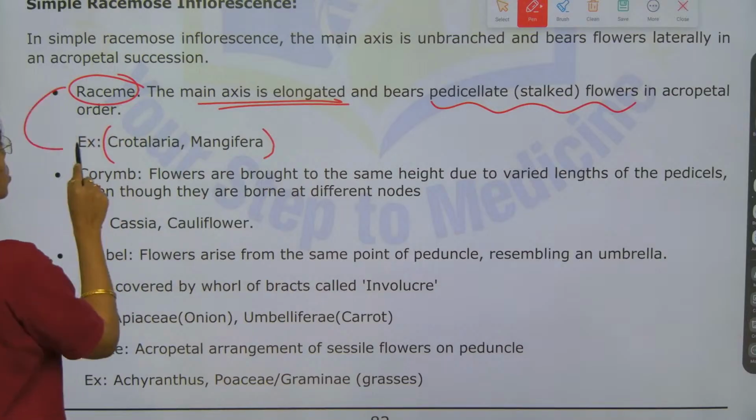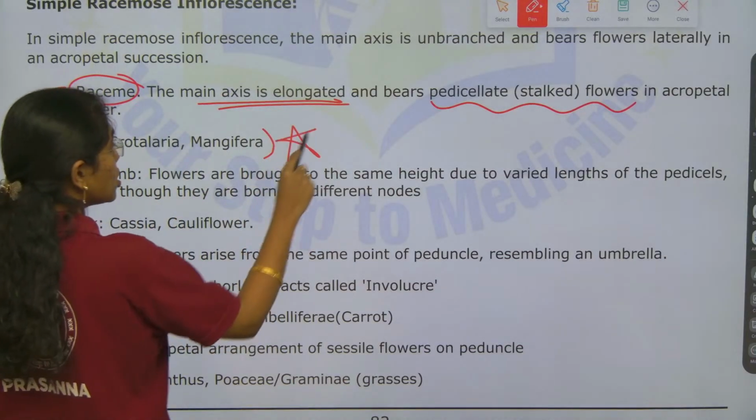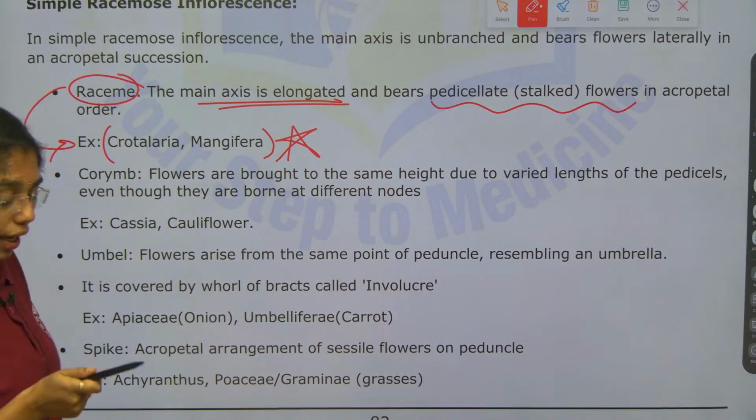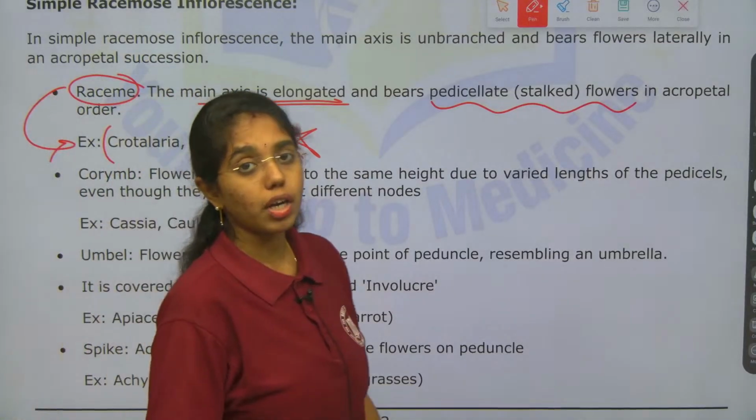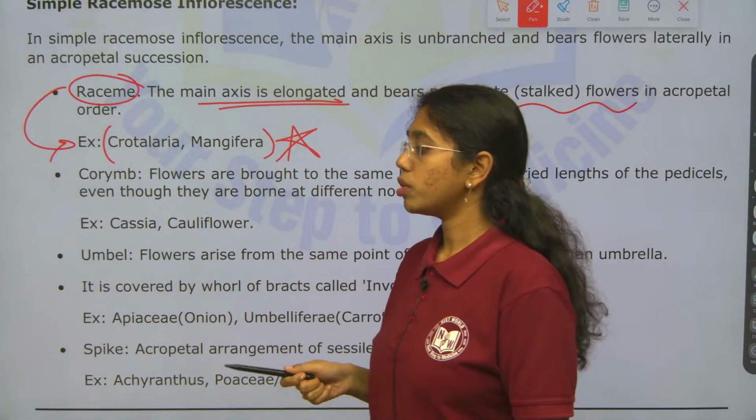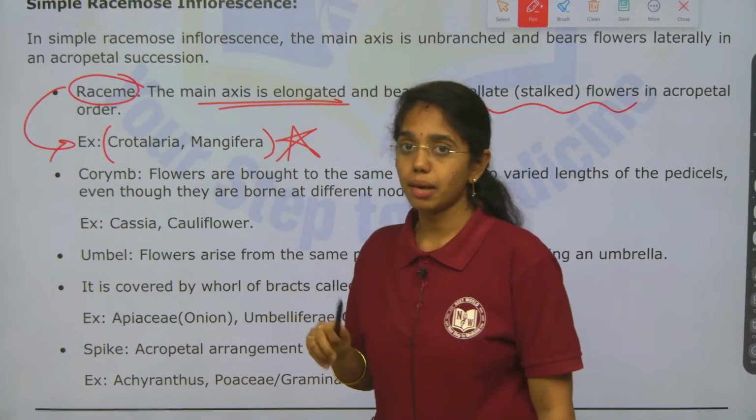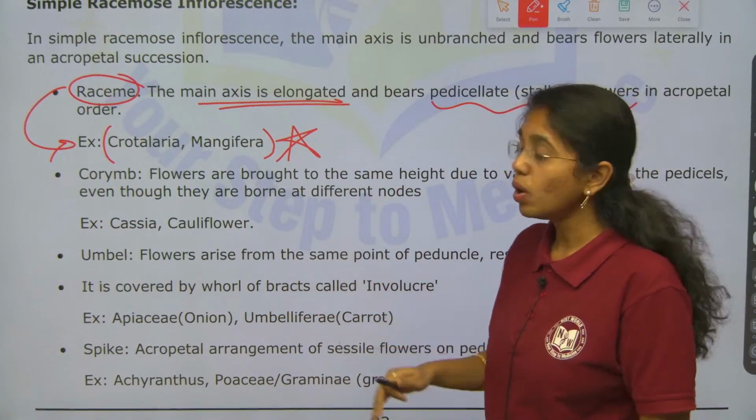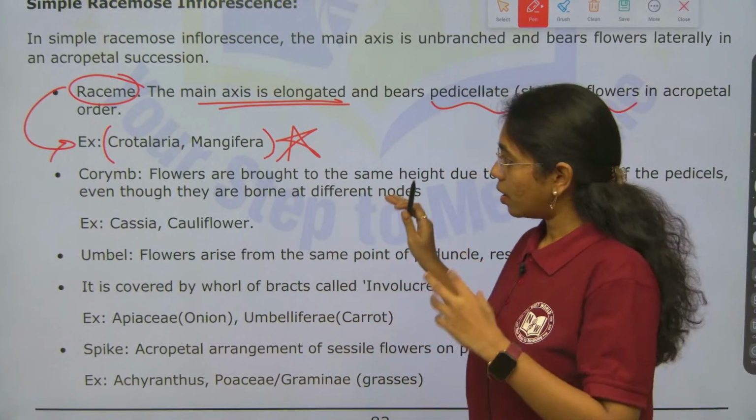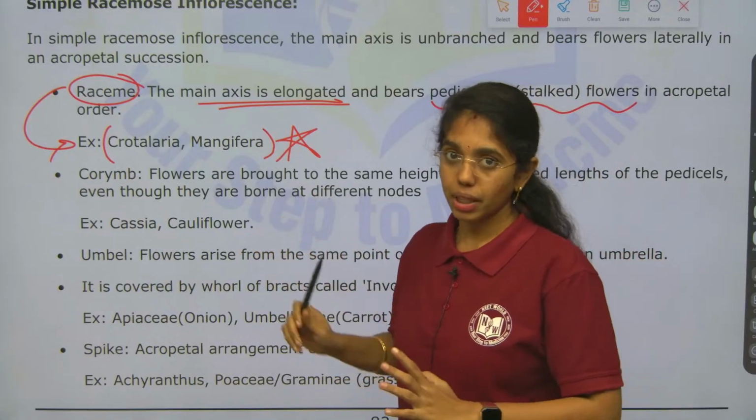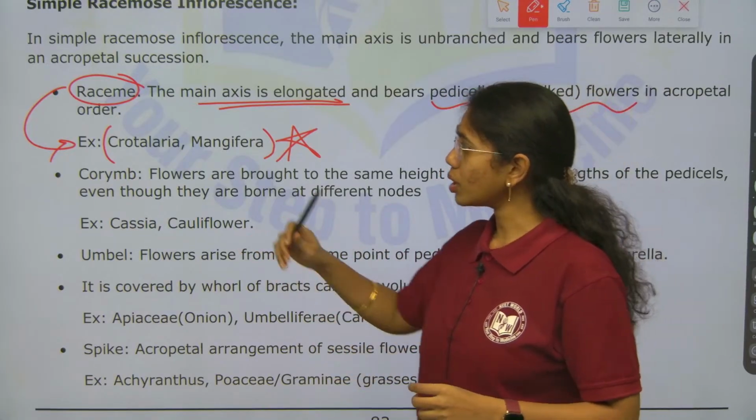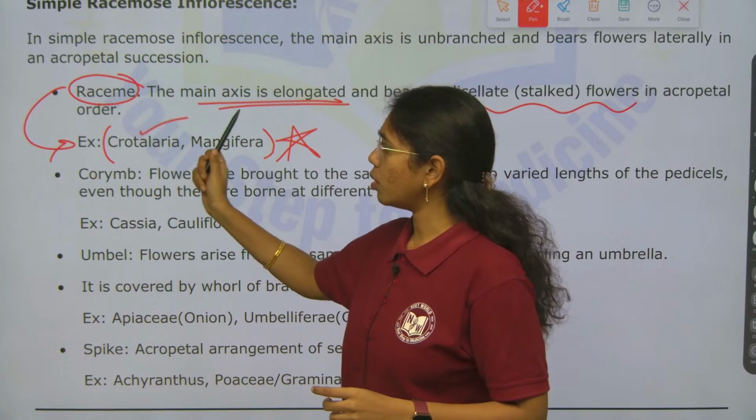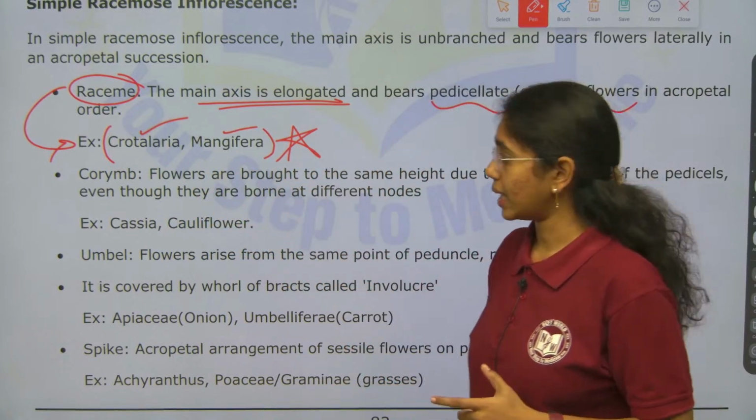Examples for each type of racemose inflorescence are very important. Each type, both for simple racemose inflorescence and compound racemose inflorescence, you have to remember the examples, for which I have provided you a very easy mnemonic where you can remember the examples for sure. So here raceme, you can see Crotalaria and Mangifera, these are the examples.